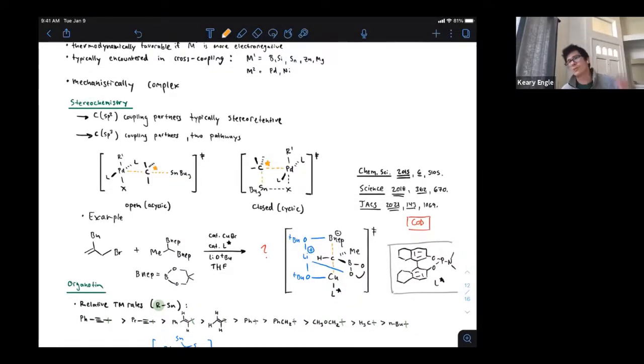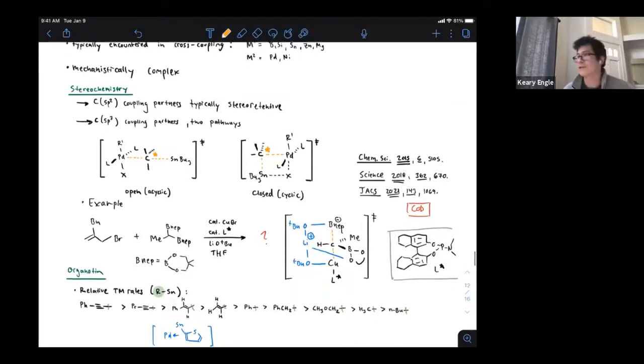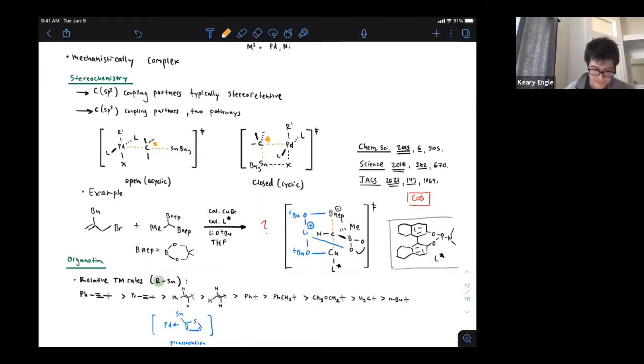To me, the closed version is pretty intuitive to think about, whereas the open one, honestly, I always end up scratching my head, thinking, how does this work and what are the orbitals even involved? But you can think of it vaguely as analogous to an SN2 type oxidative addition process, if that's helpful. And if it's not helpful, then pretend I didn't say that.